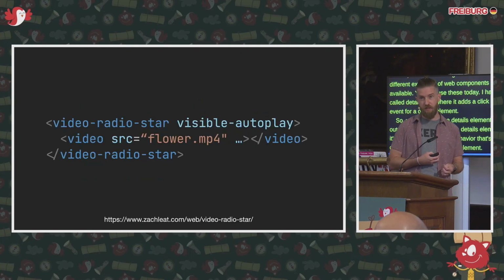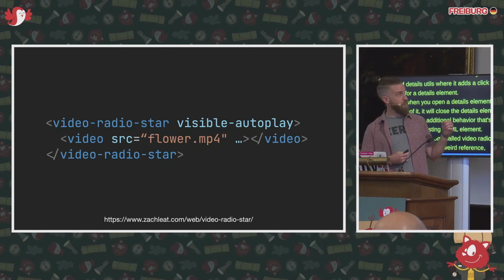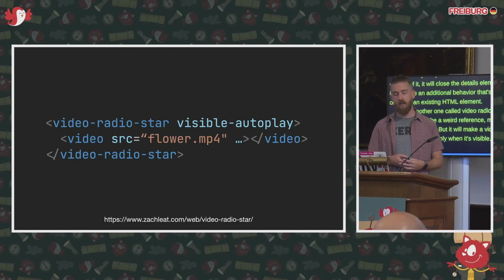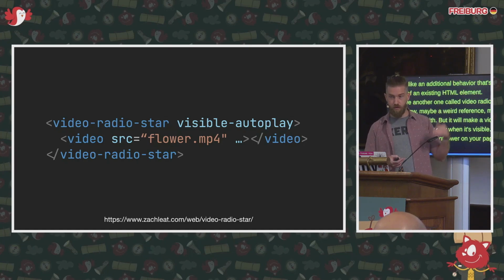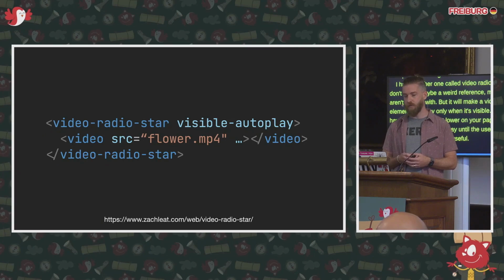I have another one called Video Radio Star, which is, I don't know, maybe a weird reference that most of y'all aren't familiar with, but it will make a video element autoplay only when it's visible. So if you have a video element lower on your page, it won't autoplay until the user scrolls to it, which I think is pretty useful. So I'm adding additional behavior on top of existing HTML elements.